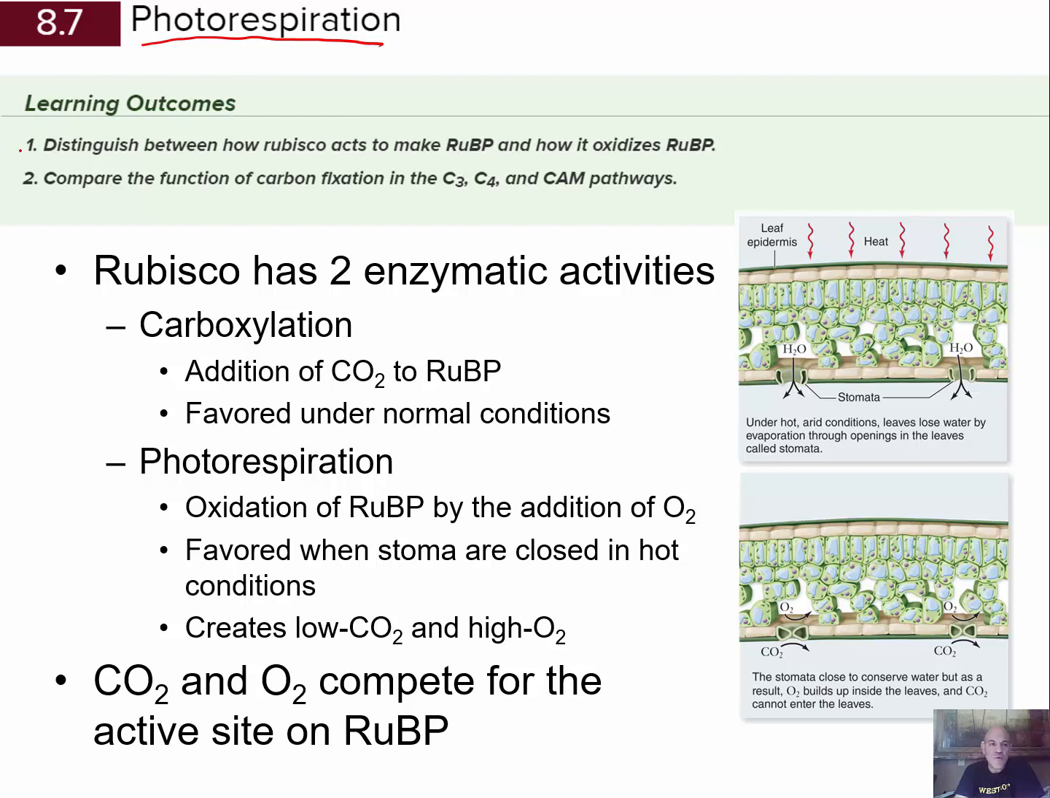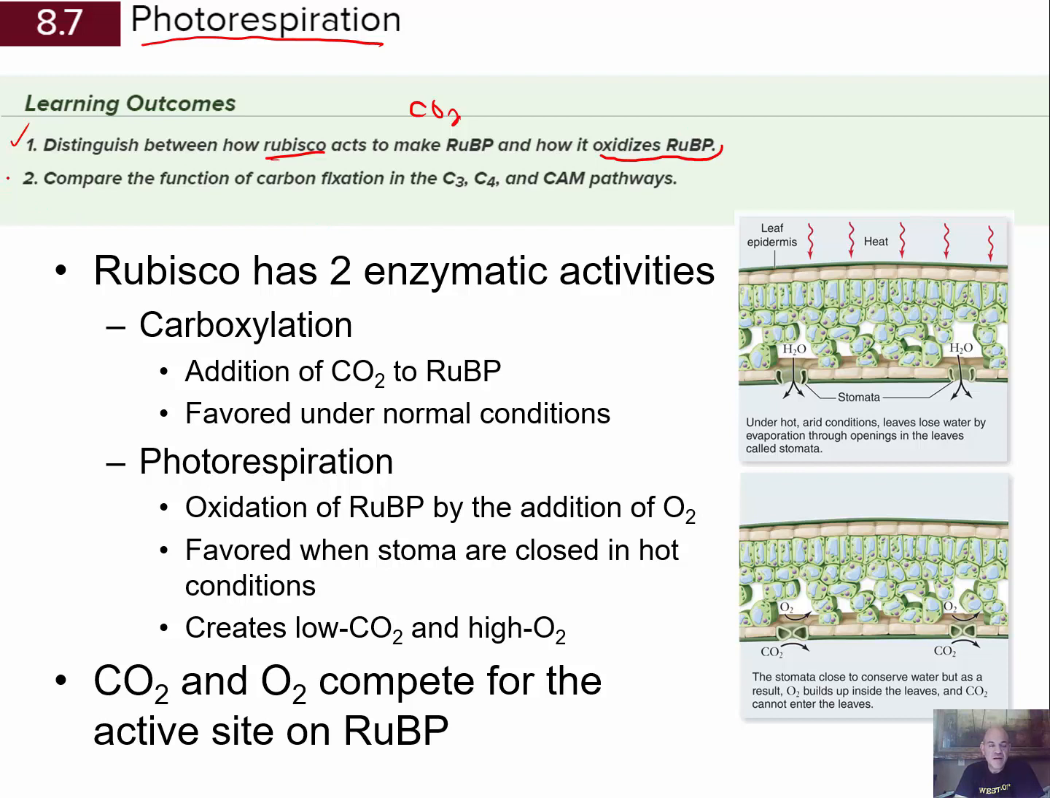So your learning outcomes for this are to distinguish between how rubisco acts to fix carbon dioxide onto ribulose bisphosphate, and how that same enzyme rubisco, if we have too much oxygen there, can actually oxidize the ribulose bisphosphate, which wouldn't allow us to make glucose, because the ribulose bisphosphate is the starting point for fixing carbon.